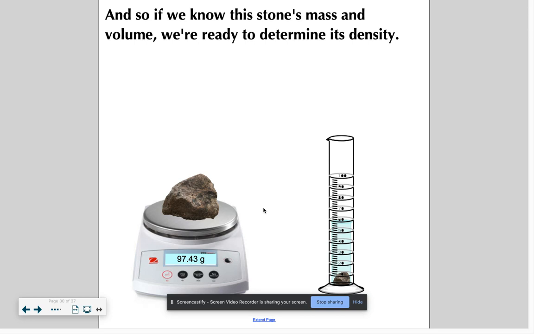And so now that we know that stone's volume, the rest is cake, right? We just take its mass that we got from the scale and we divide it by the amount of water it displaced, because that tells us what its volume is. And then we get an answer of 10.3 grams per cubic centimeter. Nice and easy.